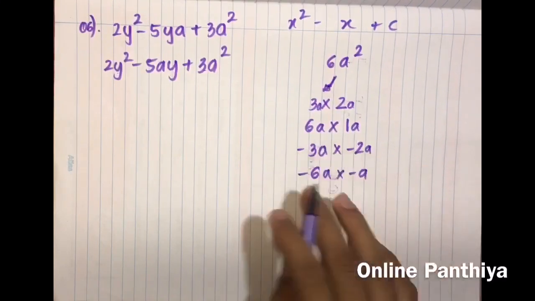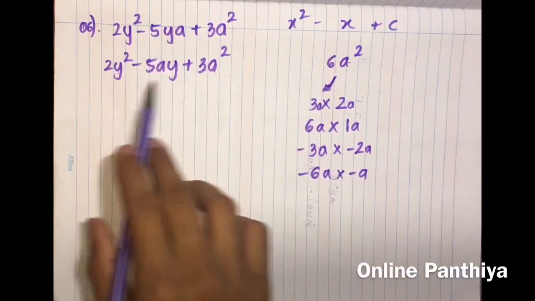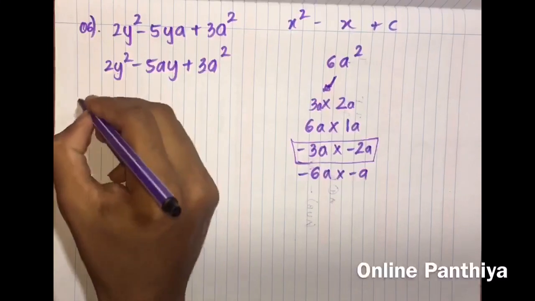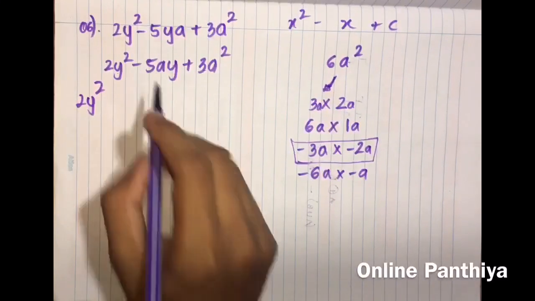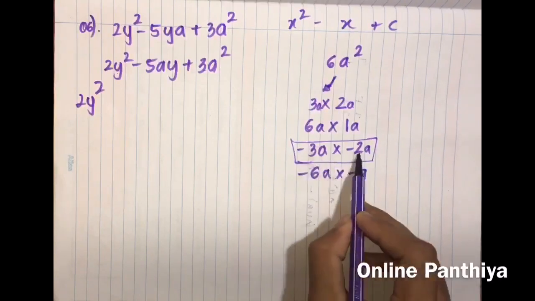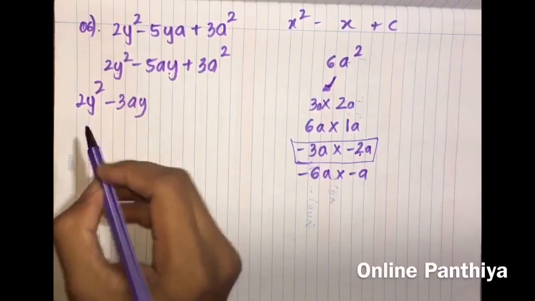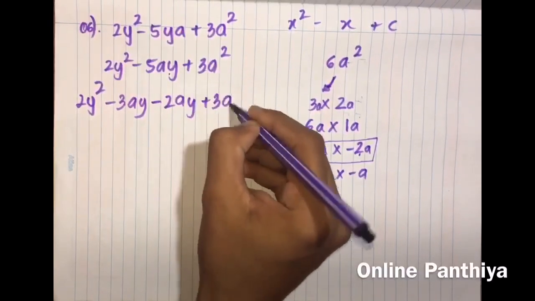Now add both and check for which pair of factors you get minus 5. This will be your answer. Therefore, next step, you have to substitute. Instead of minus 5, you have to substitute with this, including the y term. So that will give you minus 2ay plus 3a squared.